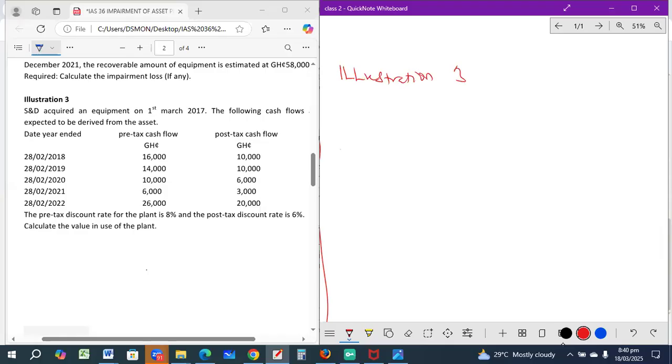Illustration number 3. We have year, cash flow, the discount factor, then we'll have our present value. So here we have 2018, 2019, 2020, 2021, and then 2022. I told you that it shouldn't be more than 5 years. This is 1, 2, 3, 4, 5.